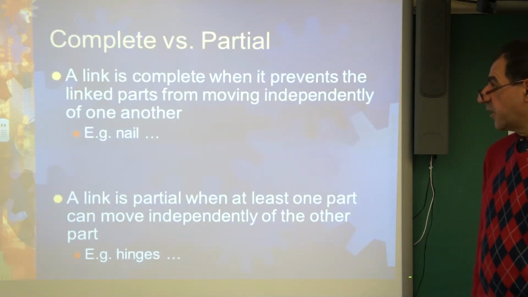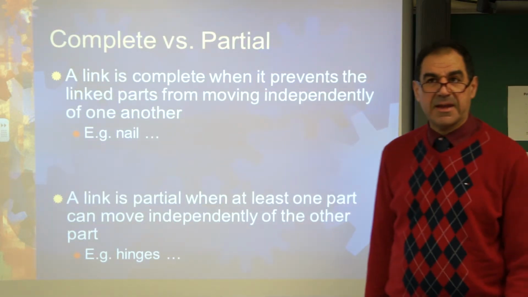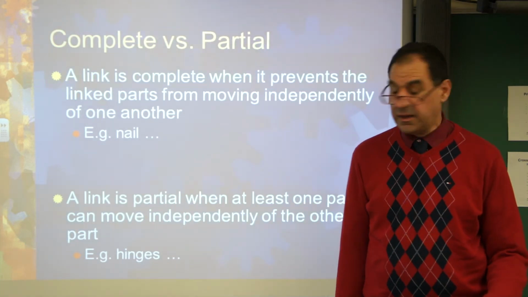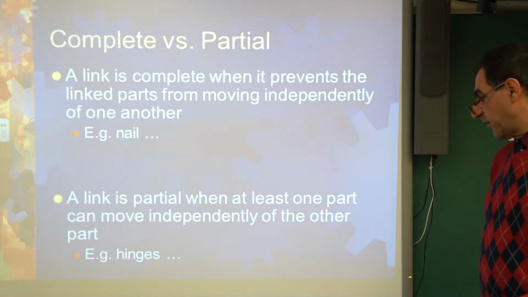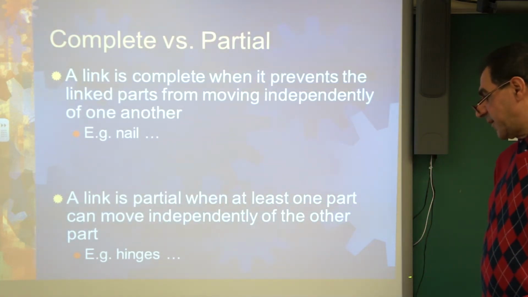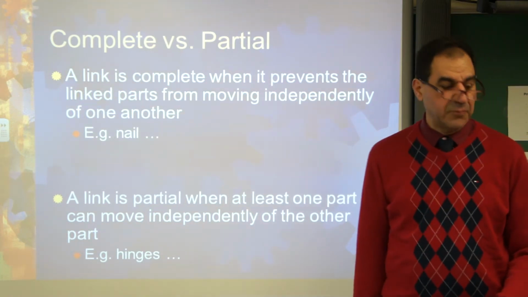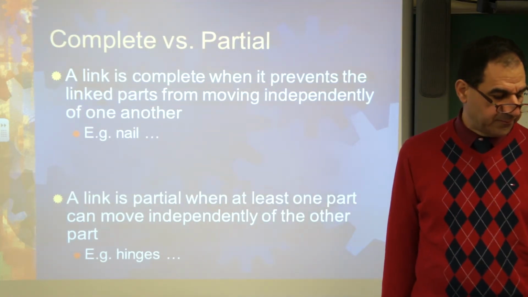Finally, complete versus partial. A link is complete when it prevents the linked parts from moving independently from each other, such as a nail, or a link is partial when at least one part can move independently of the other part, so there is movement, such as seen with hinges.